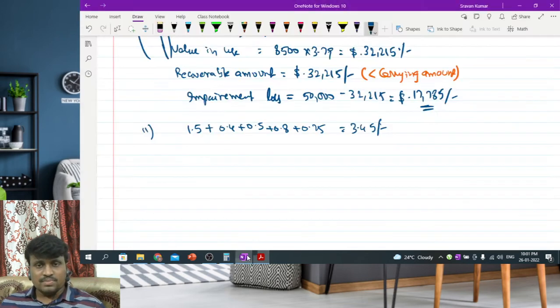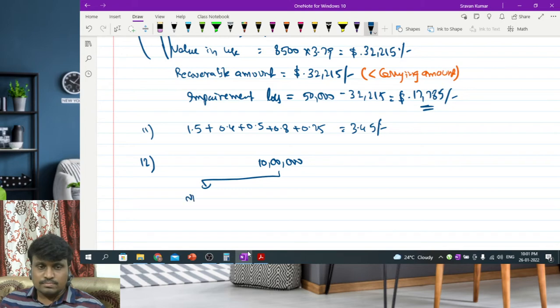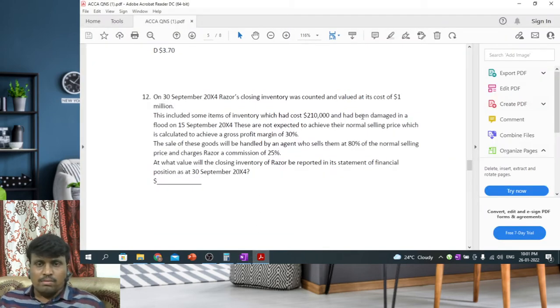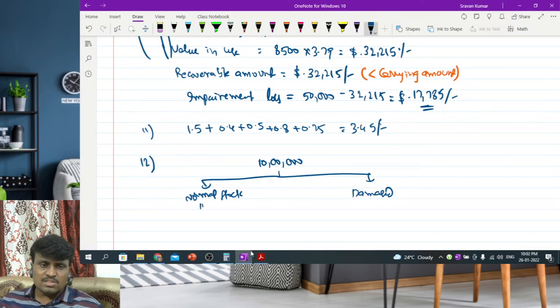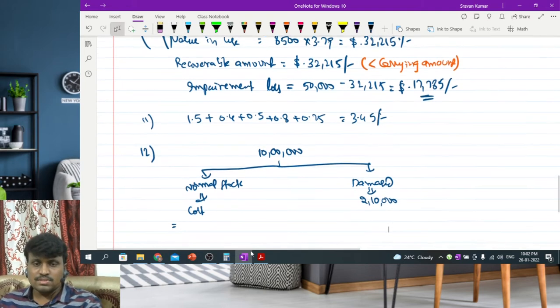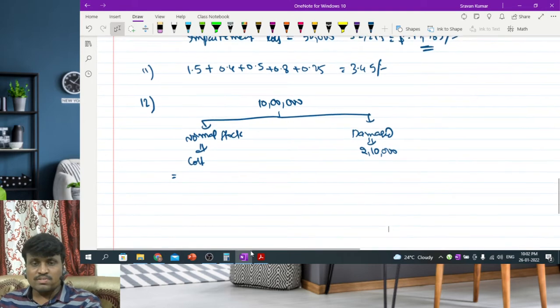So here the total cost is $1 million. That is nothing but what? 10 lakh. Here normal stock is there and some of them damaged. So the normal stock is valued at cost. The damaged part is provided at 2 lakh 10,000. So the damaged cost is 2 lakh 10,000.